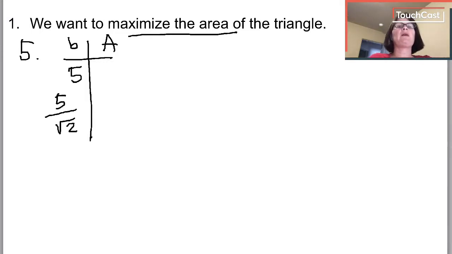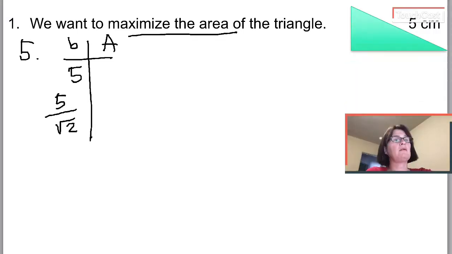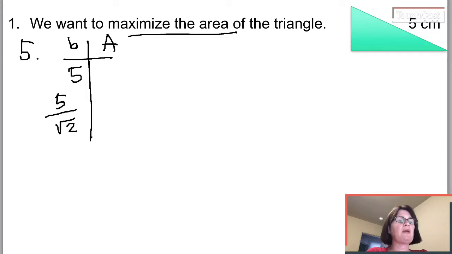So, my area is 1/2 base times height. If I were to make my base 5, then my height would be 0 and the area of my triangle would be 0. So I'm probably not going to choose that one. I want to maximize the area, so what if I made my b 5 over the square root of 2?